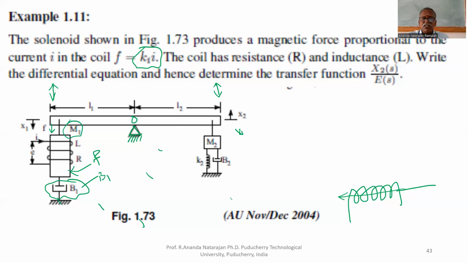The other end is fixed to mass M2. The mass has the property of spring K2 and dashpot constant B2.